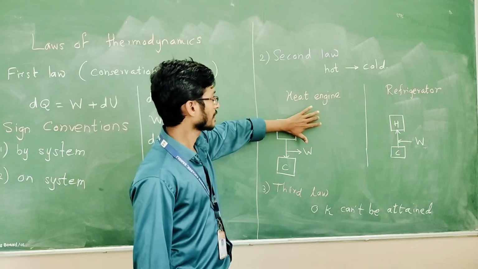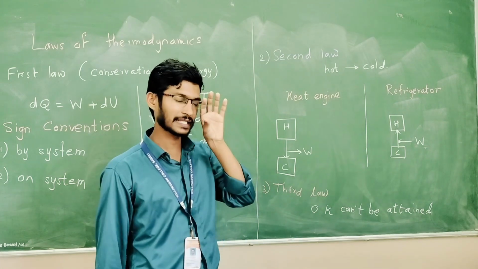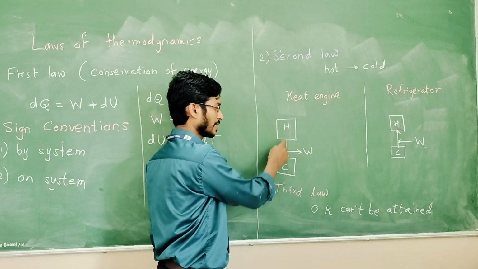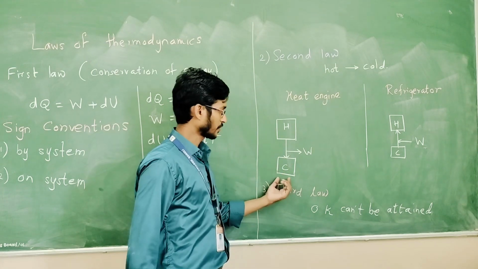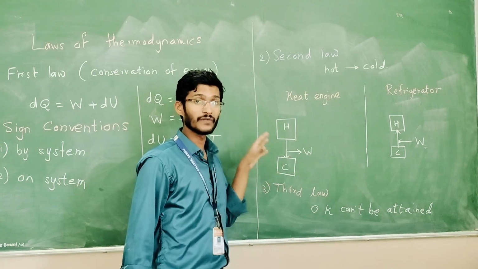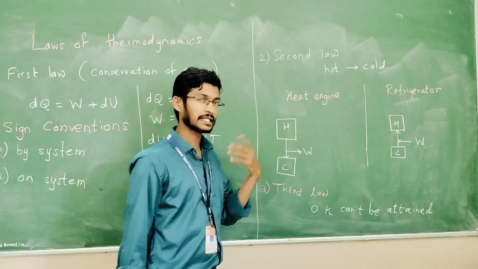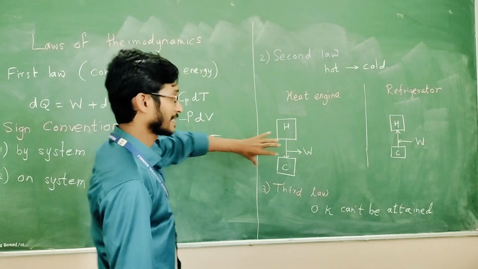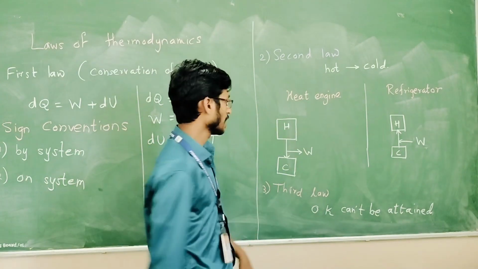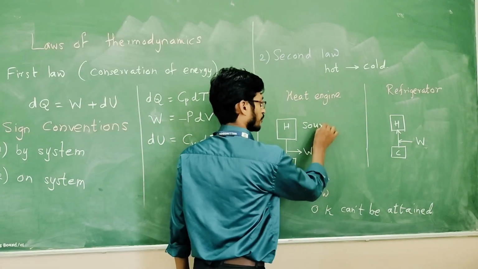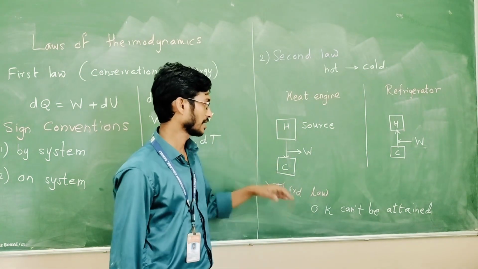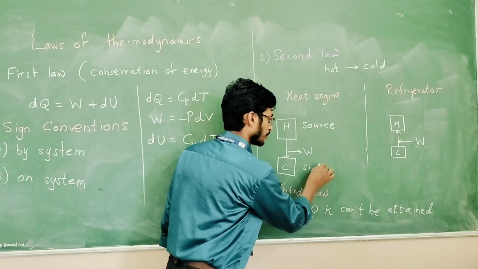A heat engine is a very basic example. Naturally, the hot body will release some energy and the cold body will capture it. In between, we are going to do some work. The hot body, or the reservoir which gives the energy, is called a source, and the cold body which absorbs the energy is called a sink.